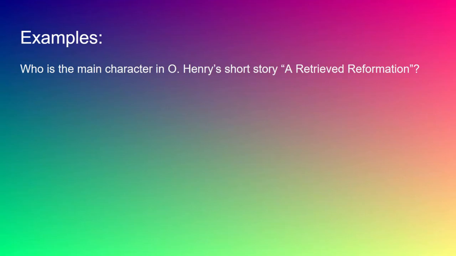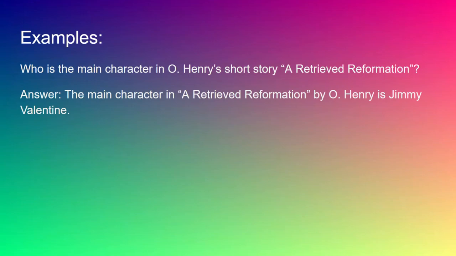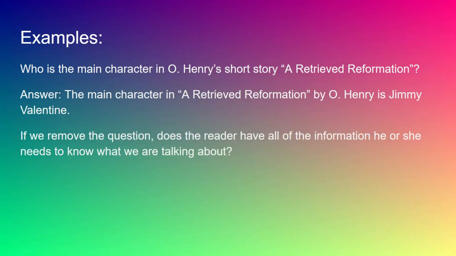Who is the main character in O. Henry's short story, A Retrieved Reformation? If I ask you that question in class or on a worksheet, then you need to restate some of the information that I gave you in your answer. So we would answer, the main character in A Retrieved Reformation by O. Henry is Jimmy Valentine. So if we remove the question, does the reader have all the information he or she needs to know what we are talking about?